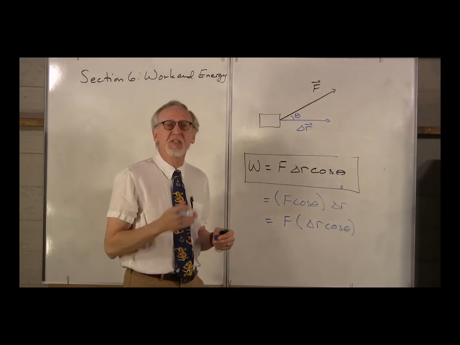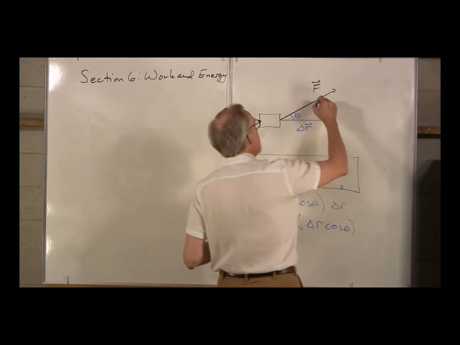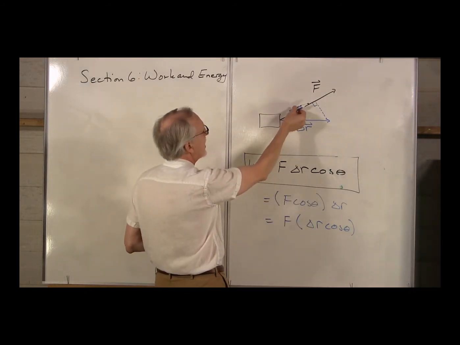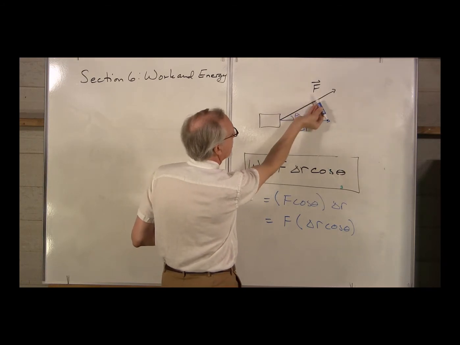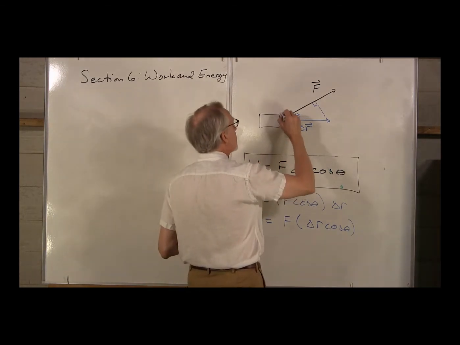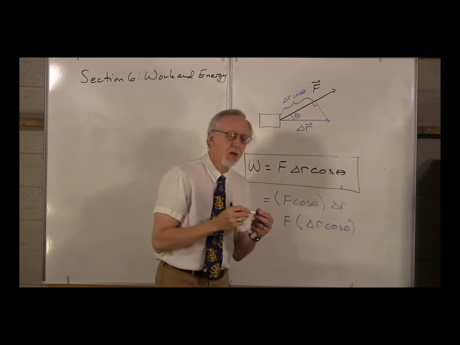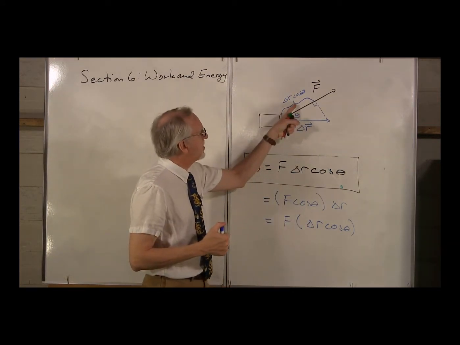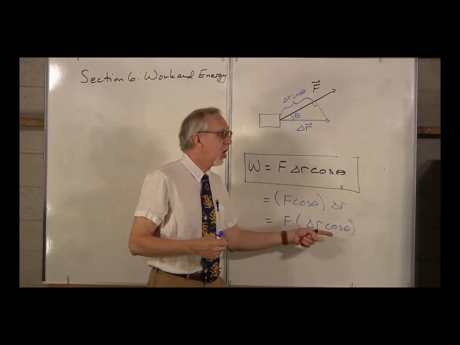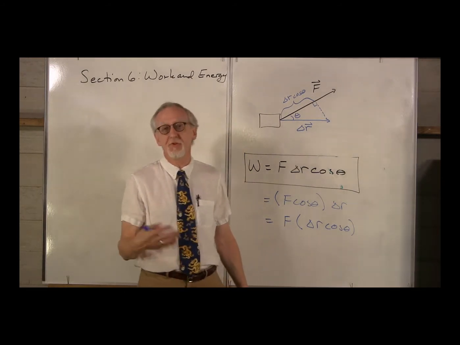Let's decompose delta R into components, a component along F and perpendicular to F. So we'll draw a perpendicular line here. Here's the component of delta R along F. Here's the component of delta R perpendicular to F. Delta R cos theta is this side right here. And again, notice, it's the component of delta R that's along F. So another way of thinking about it is that only the component of delta R that's in the direction of the force contributes to the work.